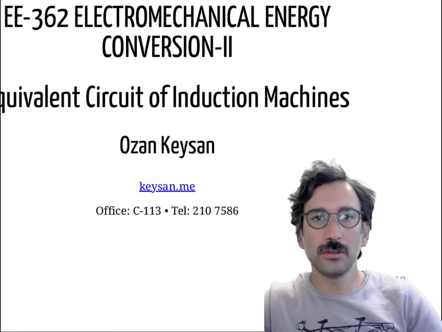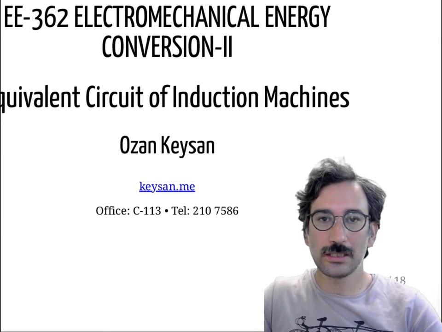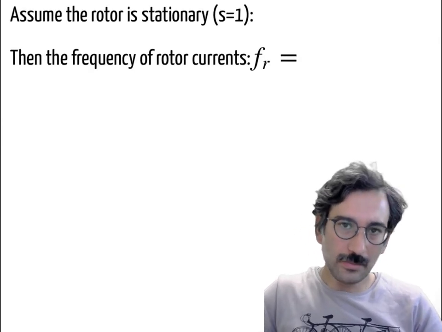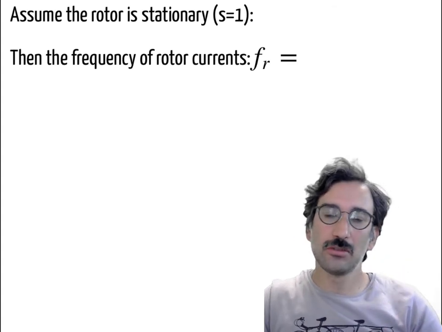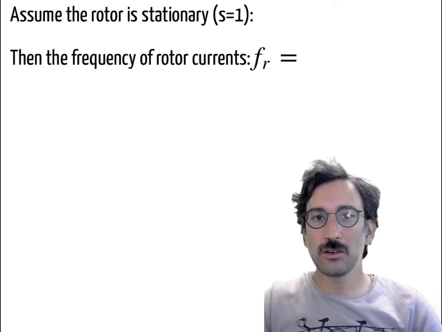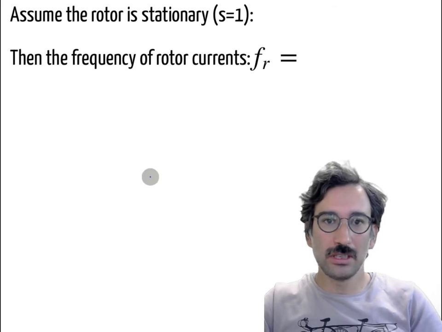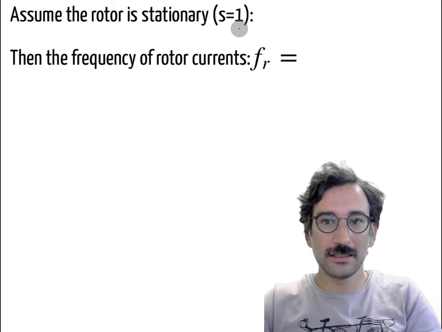So hi, today we will talk about the equivalent circuit of induction machines. As we discussed last week, as the rotor speed changes, the frequency of the currents induced in the rotor bars also changes. Assume a condition where the rotor is stationary. In this case, remember the slip is 1, so S is equal to 1.